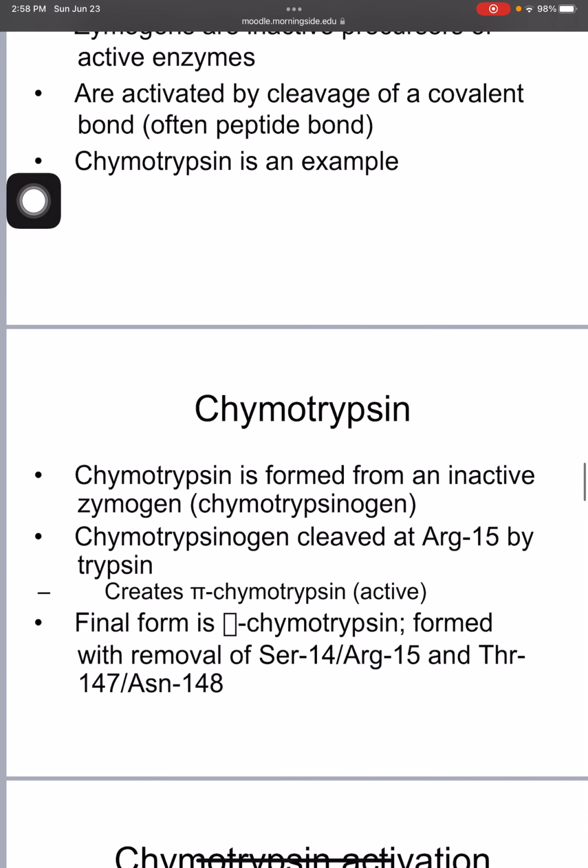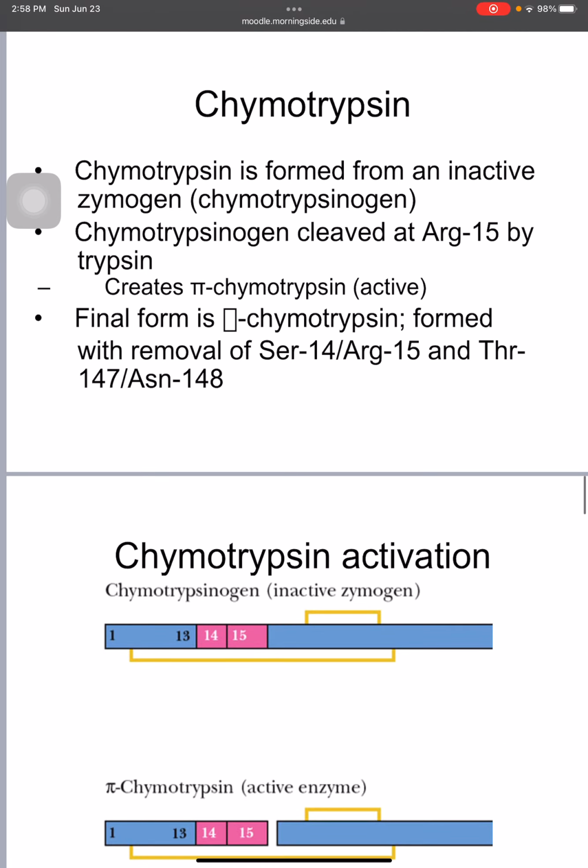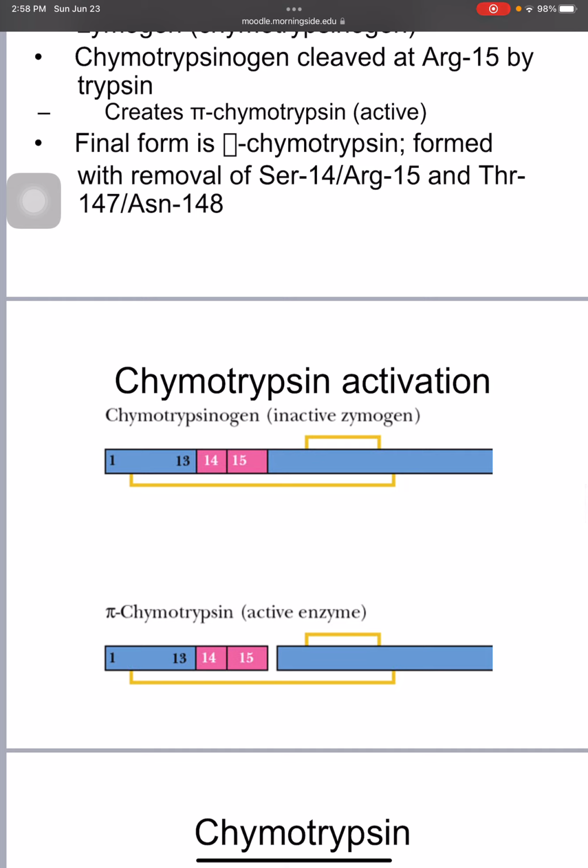All right, so what does trypsin do? It is going to cleave the chymotrypsinogen chain at arginine 15, and this is what is called pi-chymotrypsin. If you look a little bit further on, and again, you'll want the complete picture on a real computer or your book, here is a representation of both chymotrypsinogen and pi-chymotrypsin. You have the peptide chain here, the amino acid chain. The little yellow lines represent disulfide bridges. Remember those? Yeah, disulfide bridges.